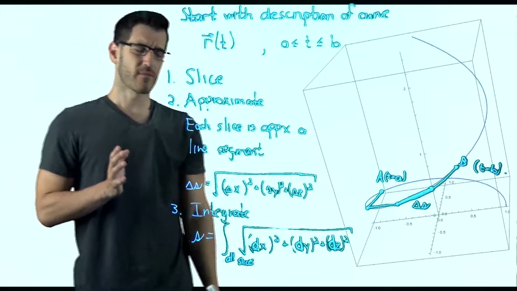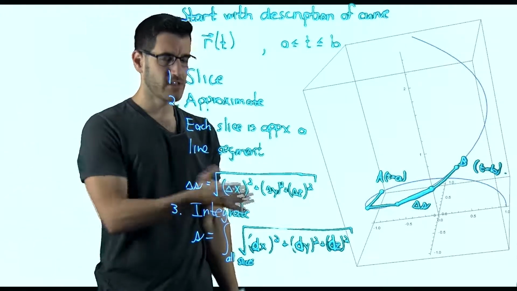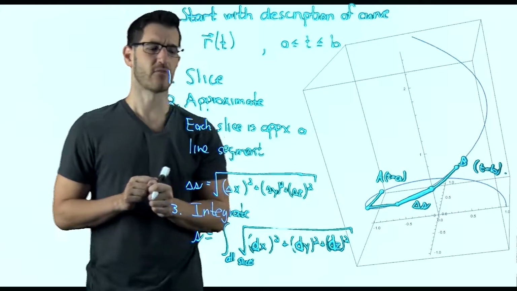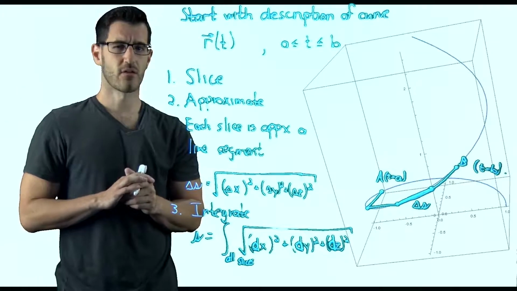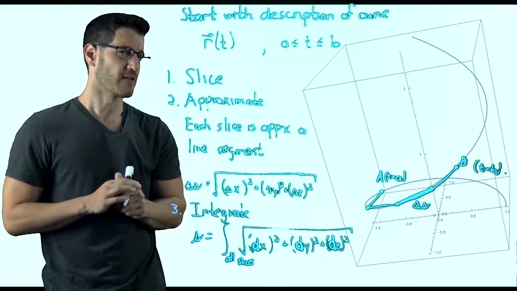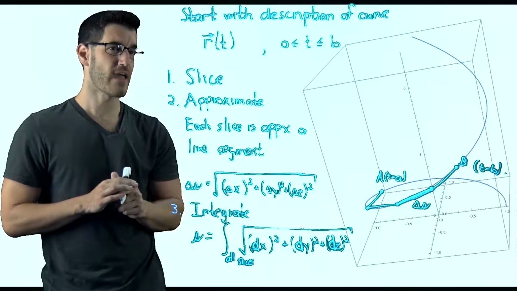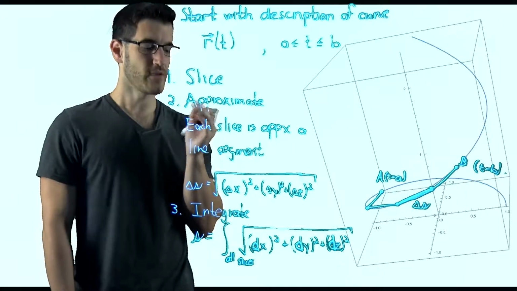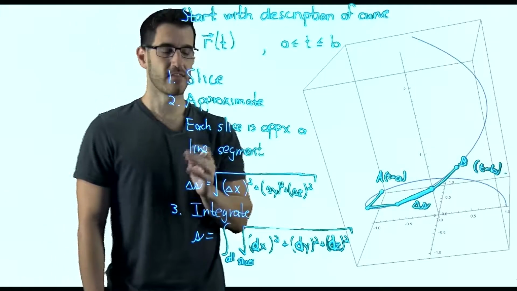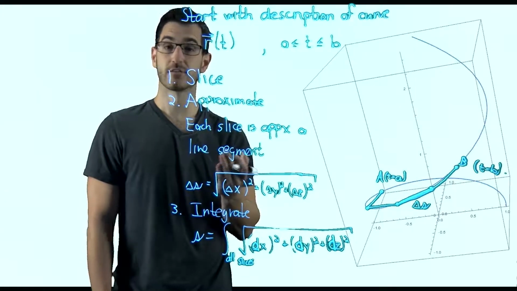So in order to go from here, we have to figure out how do we describe this delta x, delta y, delta z, and in turn dx, dy, and dz. So how should we do that? Well, we have a parameterization of this curve, r of t, and we can use that to express the x, the y, and the z in terms of t.